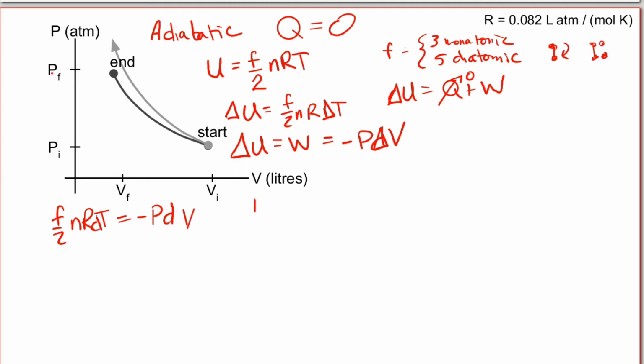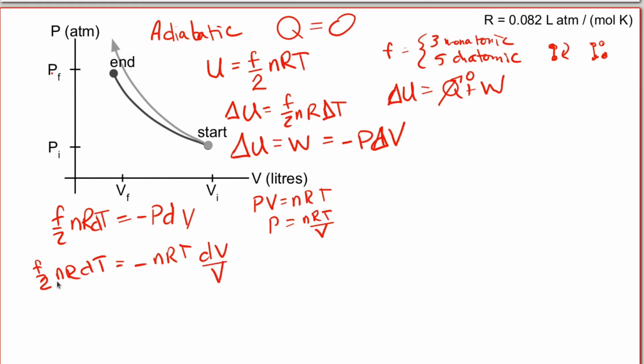Now we can again invoke our old friend, the ideal gas law, PV equals nRT, to get a relationship between P and V here. So P, remember, dividing both sides by V, is nRT over V. This gives us the relationship f/2 nR dT equals minus nRT times dV over V. Notice we've got an nR on both sides, so this will cancel out. And I see some nice symmetry here: f/2 dT over T is equal to minus dV over V.